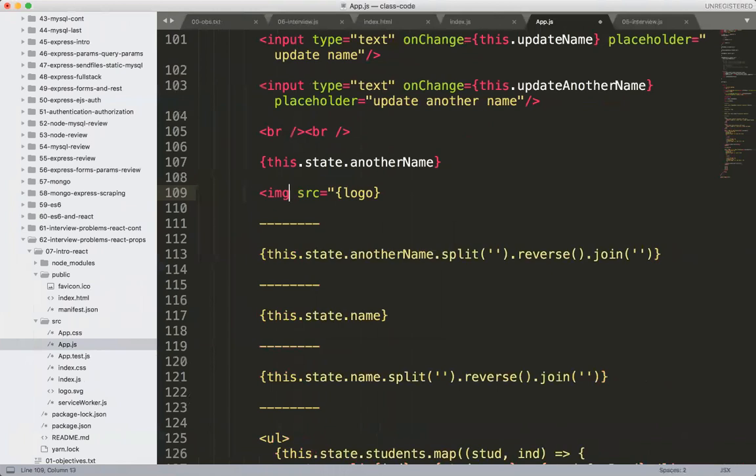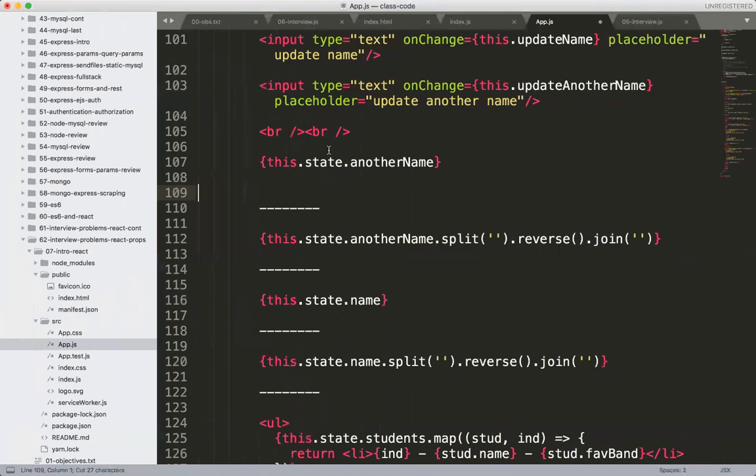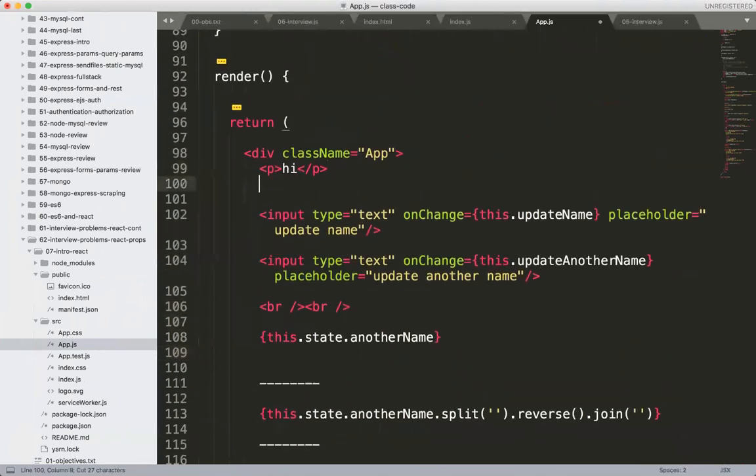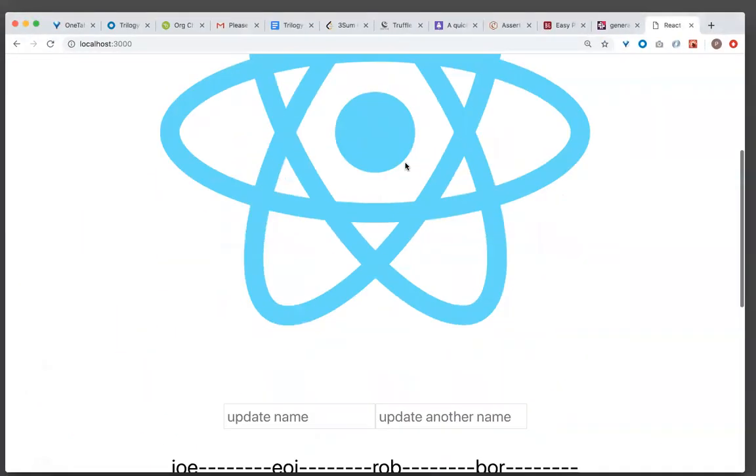Oh wait, no quotes. Yep. See if that works. I'll put it at the top because that makes the most sense. There we go. Beautiful.